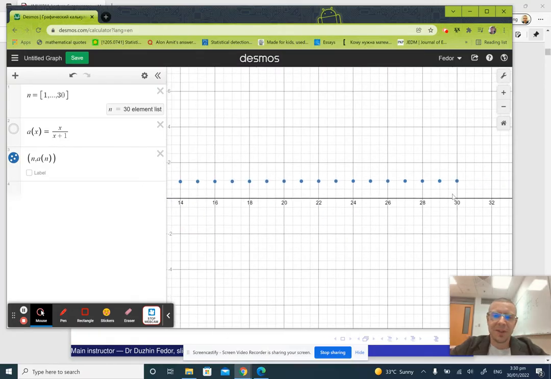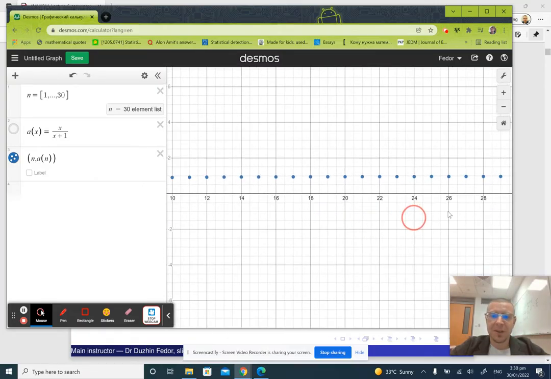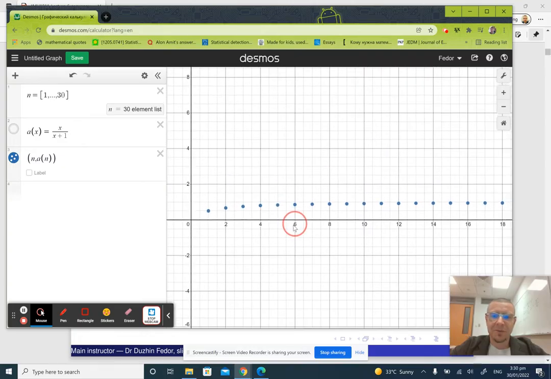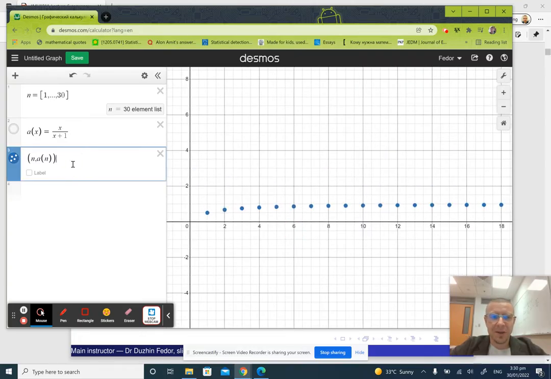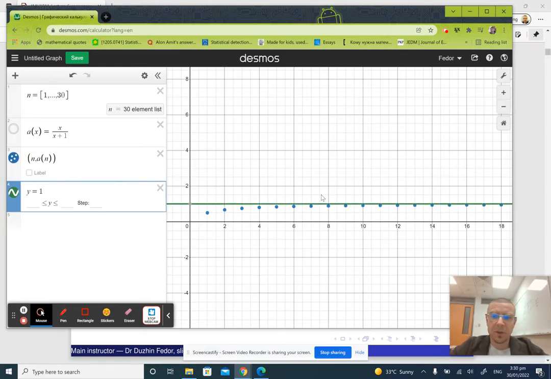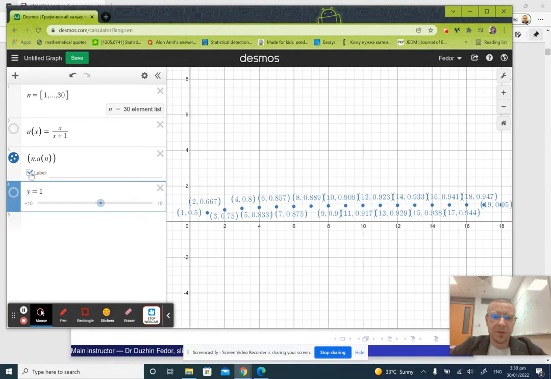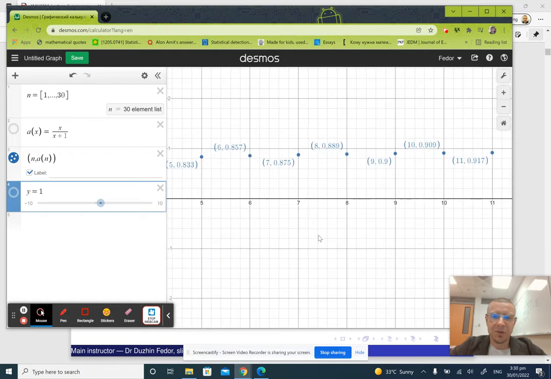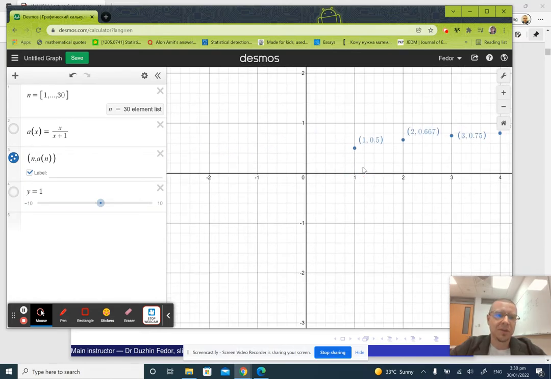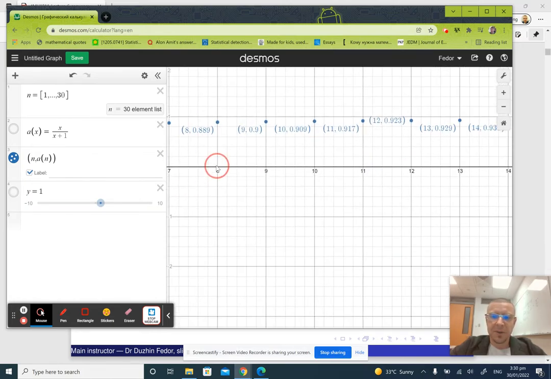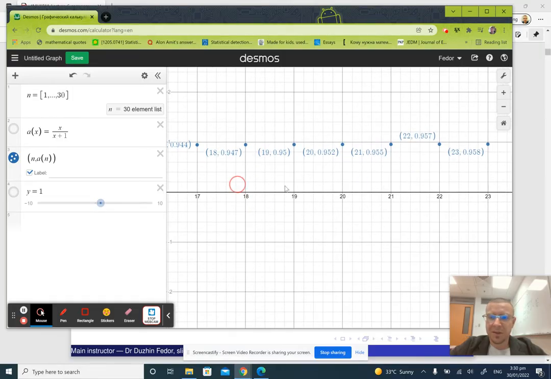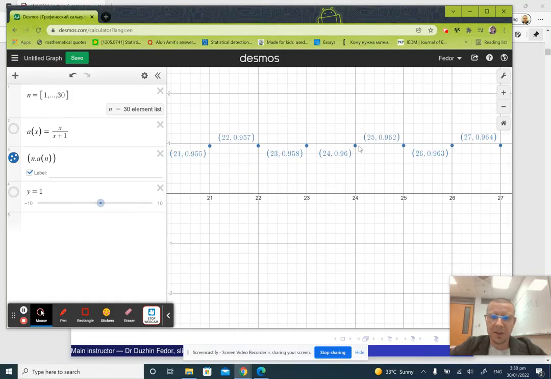Well, it stops at the 30th element because that's how we specified it, but we can see what's going on here. So for instance, we can see that the values of the sequence approach the line y equals 1, right? So they get closer. If you want, you can even write an annotation here, so you can zoom in and see what's going on here. Like the 24th term, I computed it to be 0.96, and this is what it is, right? So 24, 0.96.